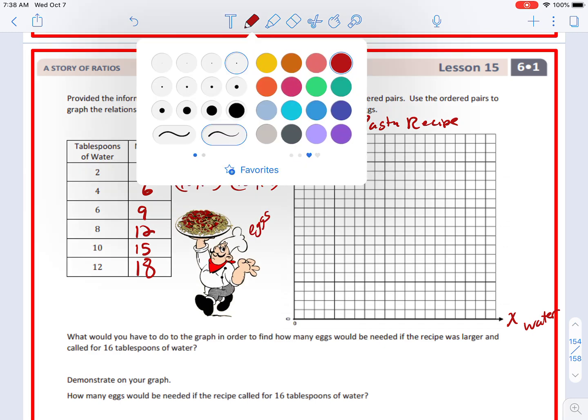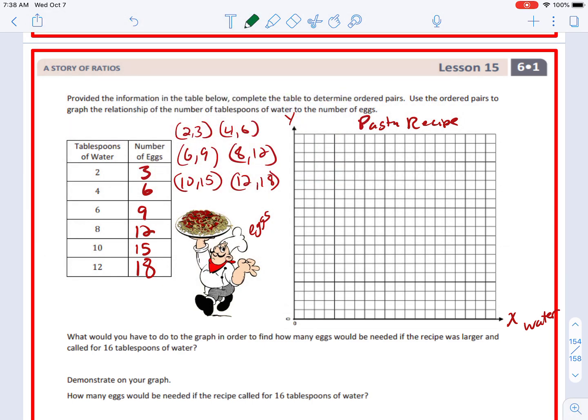Okay, and I am going to label. I'm going to count by 2, so I'm going to skip a line and write 2, skip a line 4, skip a line 6, skip a line 8, skip a line 10, and skip a line 12. Okay? And then counting up, I'm going to count by 3, so I'm going to count 3 lines.